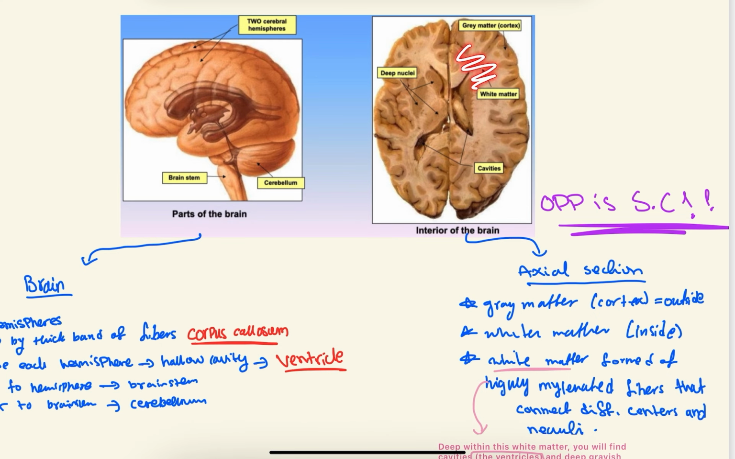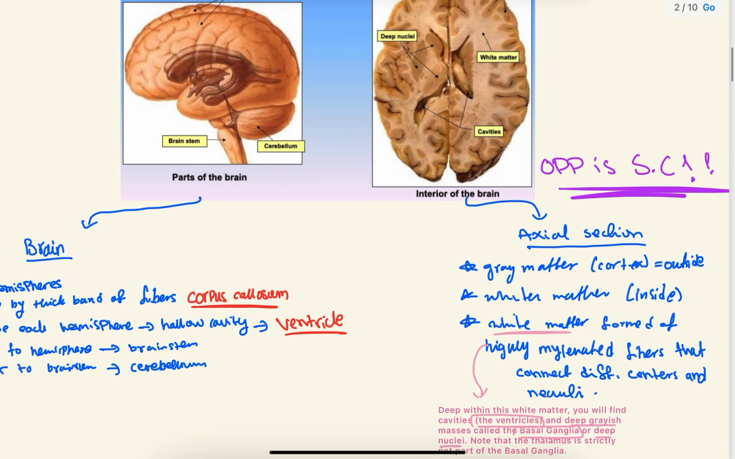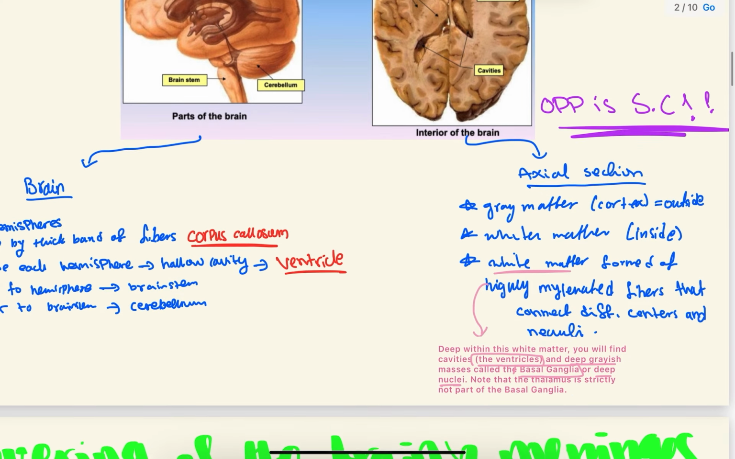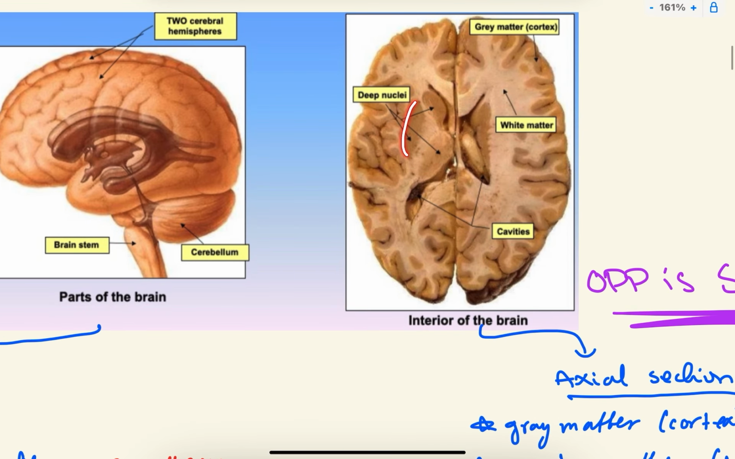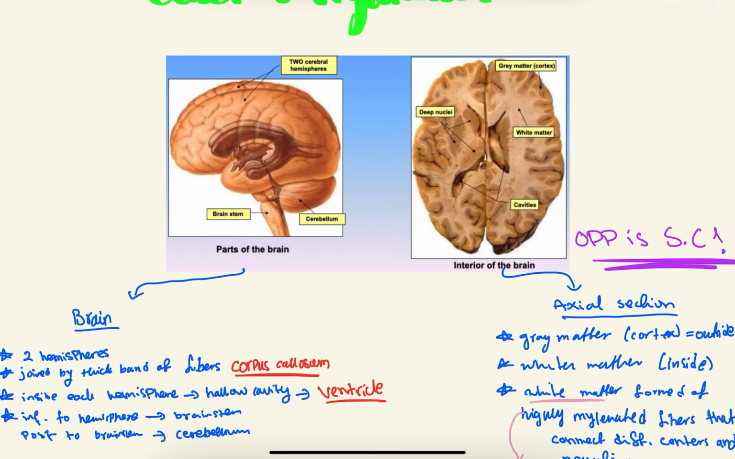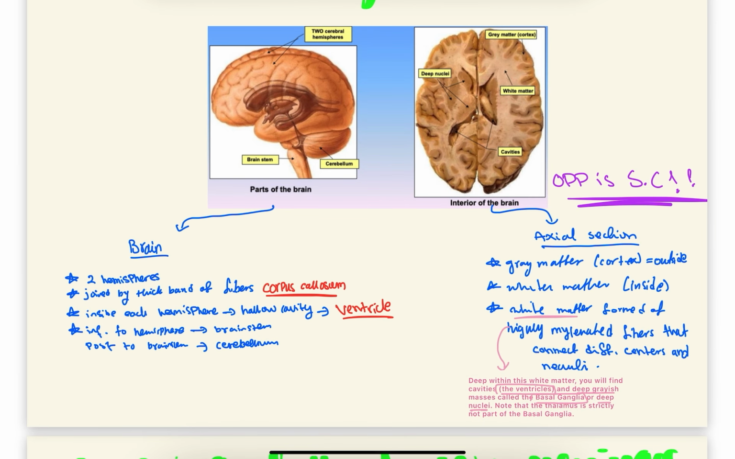Whereas if we're taking a look at the white matter inside, we are going to see that it's formed of highly myelinated fibers. And what do these fibers do? They basically connect different centers and nuclei. Deep within this white matter, I can see the hollow cavities that we talked about before, which are the ventricles. And I can also see these deep nuclei, the basal ganglia. They're also called basal ganglia or deep nuclei.